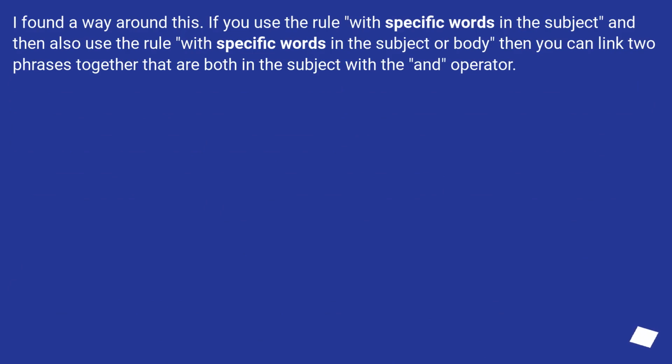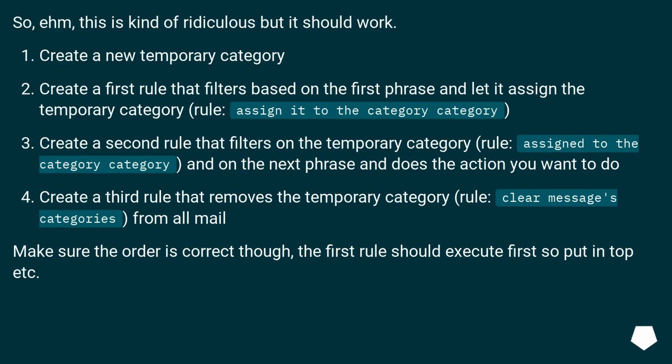I found a way around this. If you use the rule with specific words in the subject and then also use the rule with specific words in the subject or body, then you can link two phrases together that are both in the subject with the "and" operator. So, this is kind of ridiculous, but it should work.